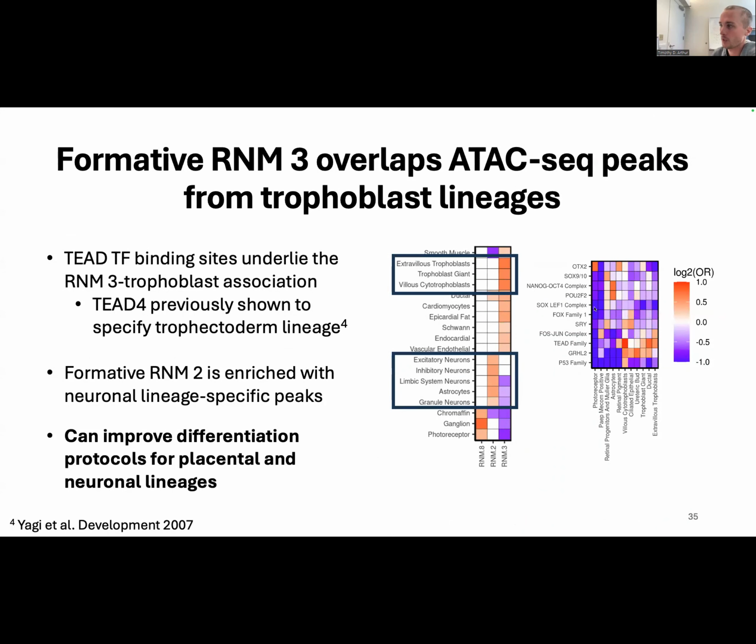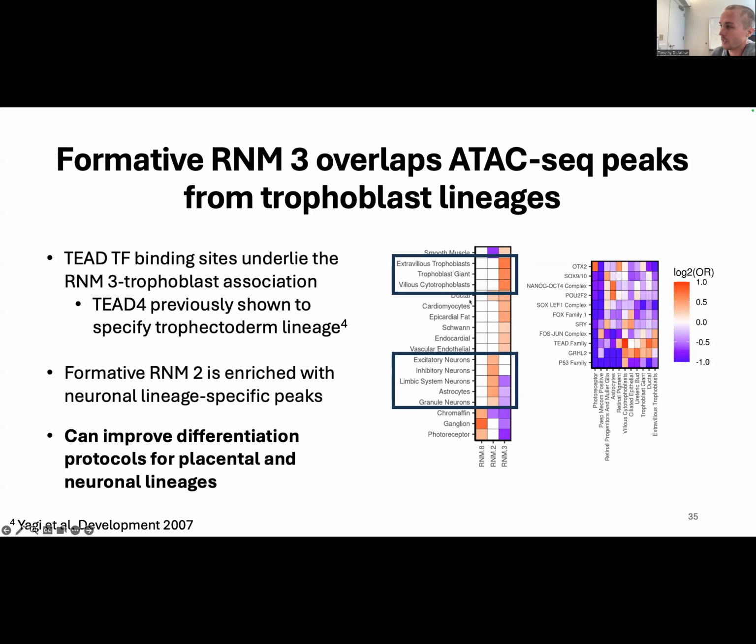I wanted to focus on RNM3 because it's kind of a distinct regulatory network within the naive state. And previous groups have shown that if an iPSC is in a naive-like state, you can differentiate it into extra-embryonic lineages.